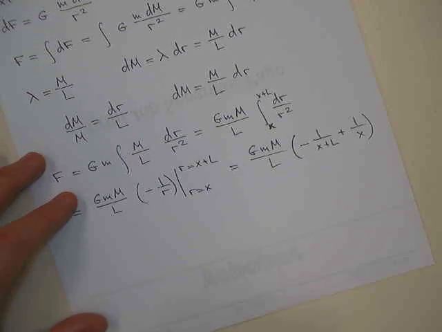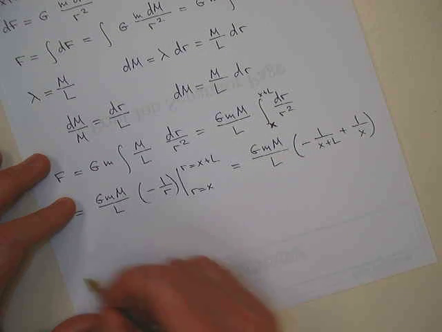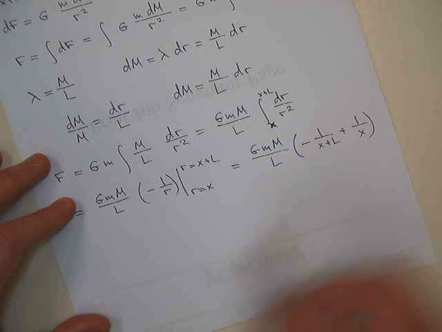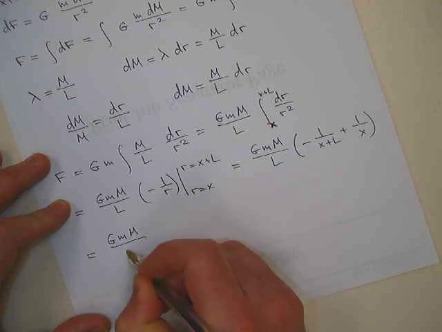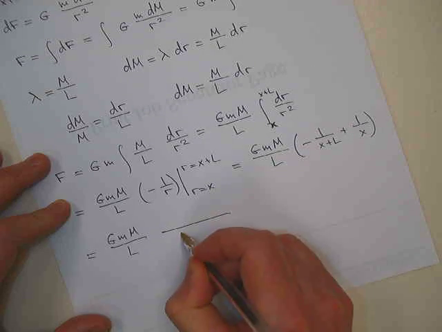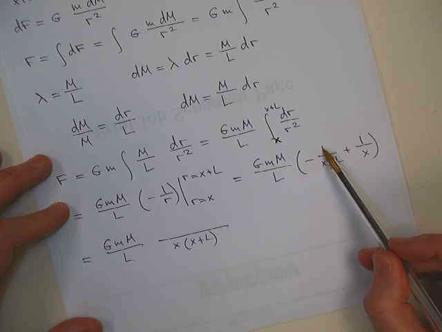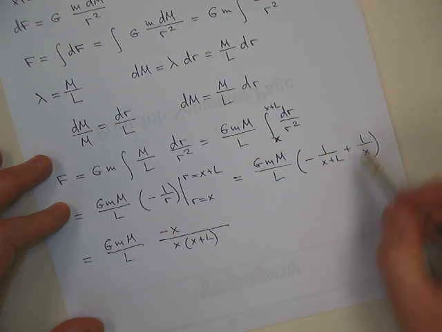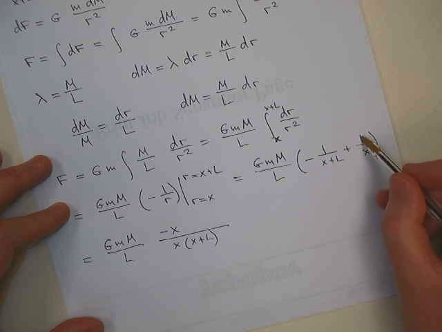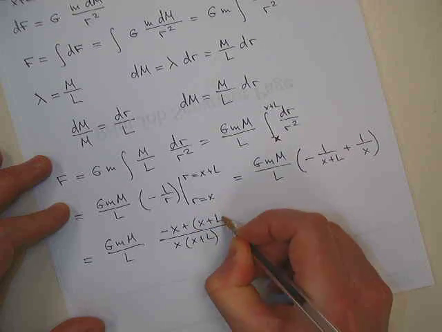Okay? Now let's simplify this result a little bit. Let's bring this to the common denominator. The common denominator would be x times x plus L. So G m M over L, x times x plus L. We would need to multiply the first fraction by x, so we would get minus x. And we would need to multiply the second fraction, numerator and denominator, by x plus L. So the contribution would be x plus L from the second term.